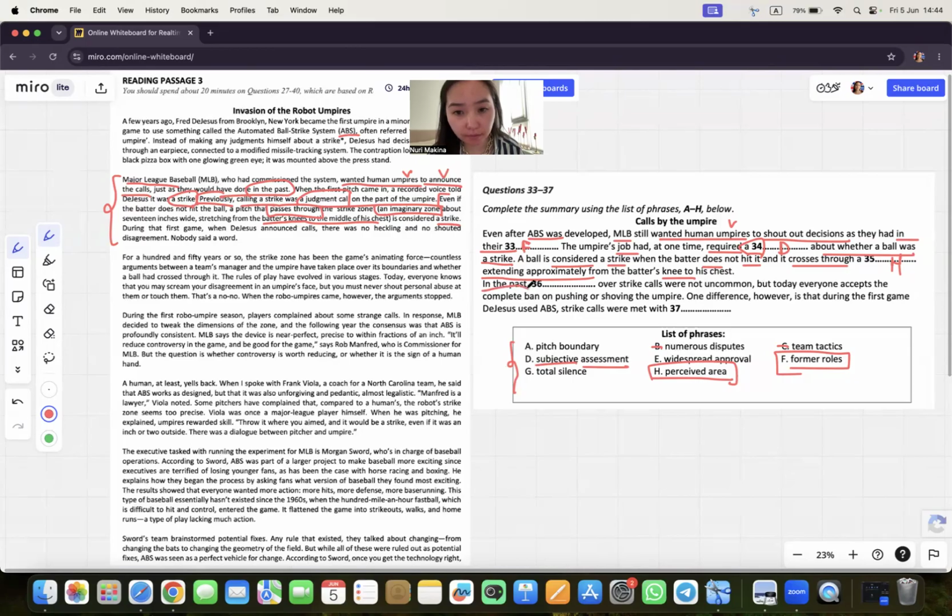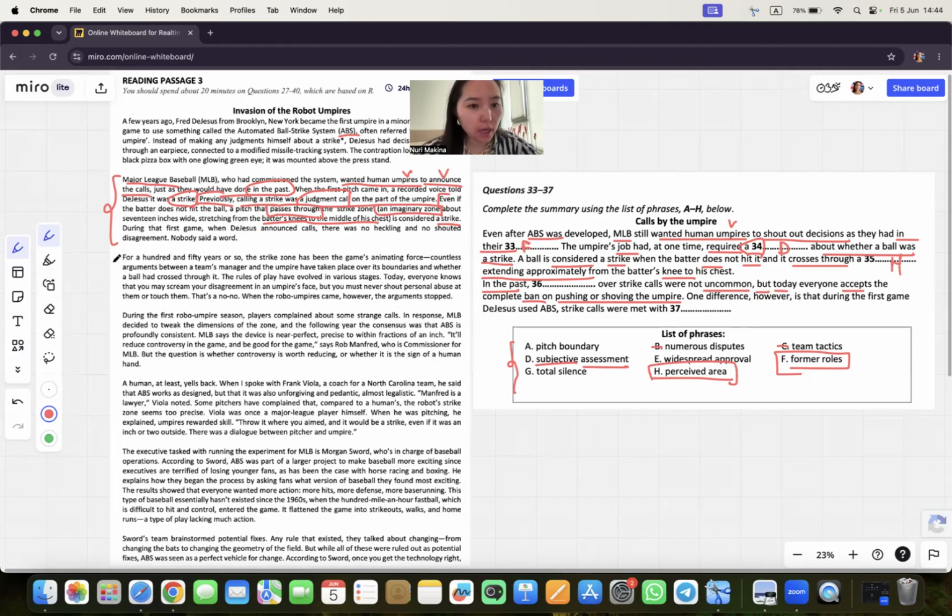In the past, the next keyword. Okay, overstrike calls were not uncommon, but today everyone accepts the complete ban on pushing or shoving the umpire. So we have to understand this question again. In the past, overstrike calls were not uncommon. But today, everyone accepts the complete ban on pushing or shoving the umpire.